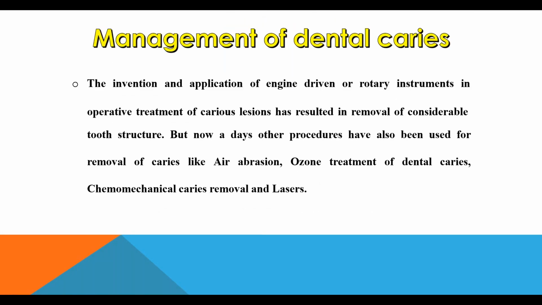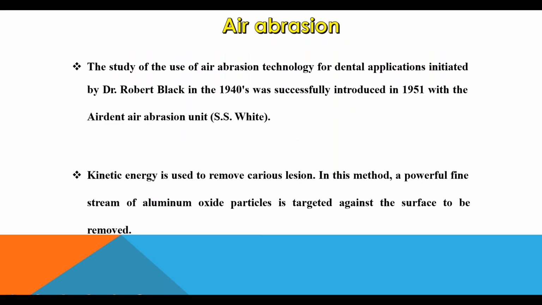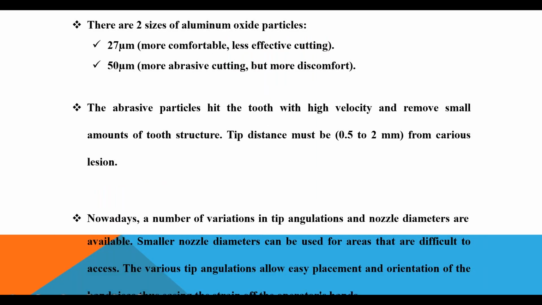Now, this was all about the methods which can prevent caries, or now if the caries has happened, management, how it should be done. First is air abrasion. Cavity preparation can be done with the help of your air rotor and burr, but there are certain other methods like air abrasion in which you use the kinetic energy of the particles to cut the tooth surface. Mostly aluminium oxides are used.